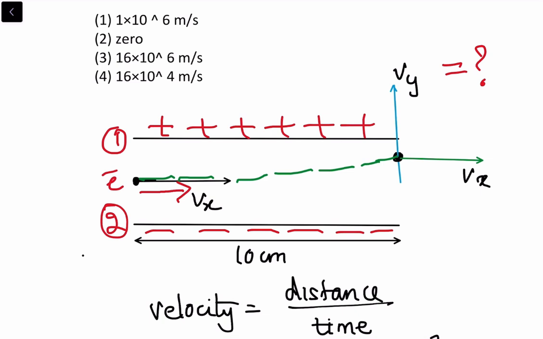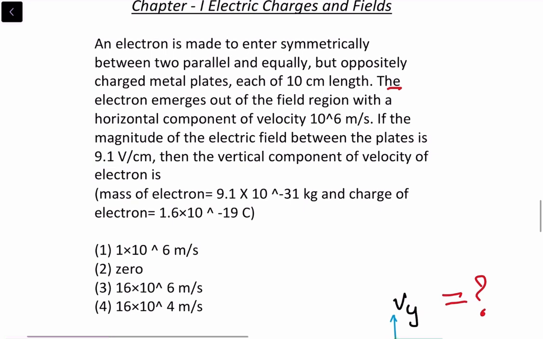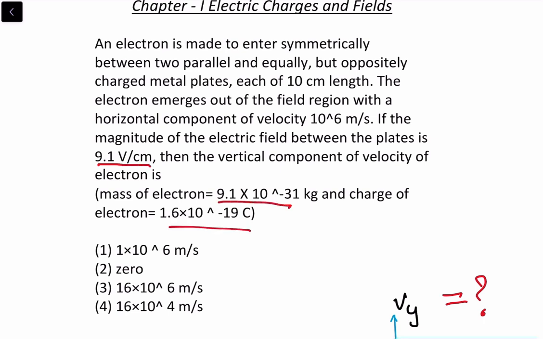They have given that each plate has a length of 10 centimeters, and they have given the electric field between the plates, that is 9.1 volt per centimeter. The mass of the electron and charge of the electron we know by heart, even if they don't give them. And the horizontal component of velocity is 10 to the power of 6 meters per second. This is all the given data. Now we need to find the vertical component of velocity.